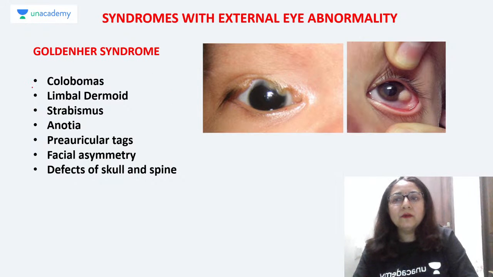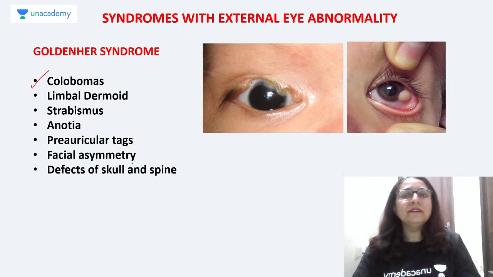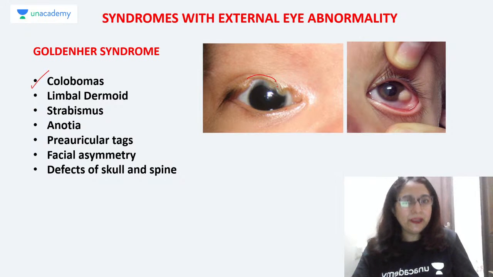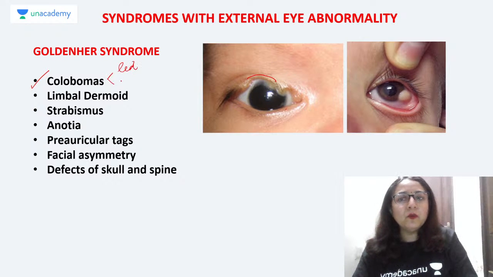Most important is the presence of colobomas. As you can see in this picture, there is an upper lid coloboma. We can see a gap or a notch in the upper lid over here. This gap is called coloboma. Now this lid coloboma is a feature of Goldenhar syndrome. Besides the lid coloboma, the patient can also have optic disc coloboma.